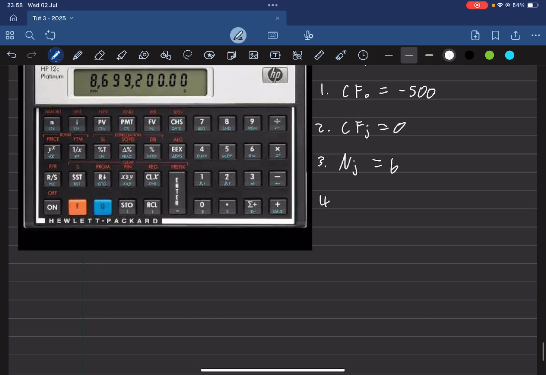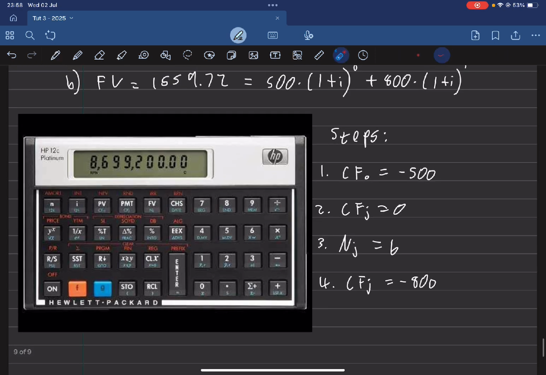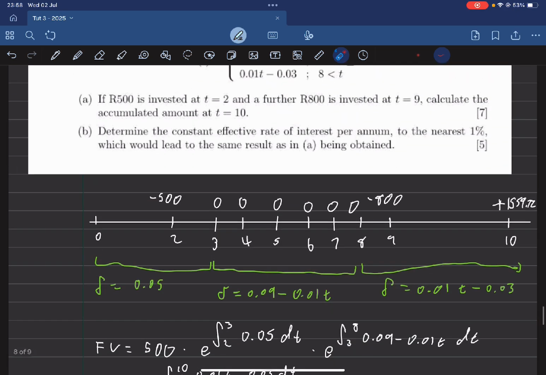So now what we're going to do is we're going to say cash flow J is going to be negative 800. So again, the way you do that is you'd put in 800, and you'd press change sign to make it negative, and then you press G cash flow J. Cool. So now we've entered all of our cash flows. Oh, sorry, we haven't. We still need to enter in our final one. So this will be our final future value cash flow. So we're going to say cash flow J equals 1559.72. Okay, so we've entered in all our cash flows. So basically, these are all our cash flows. So it's negative 500, you have 6 zeros, negative 800, and then you have this positive one.